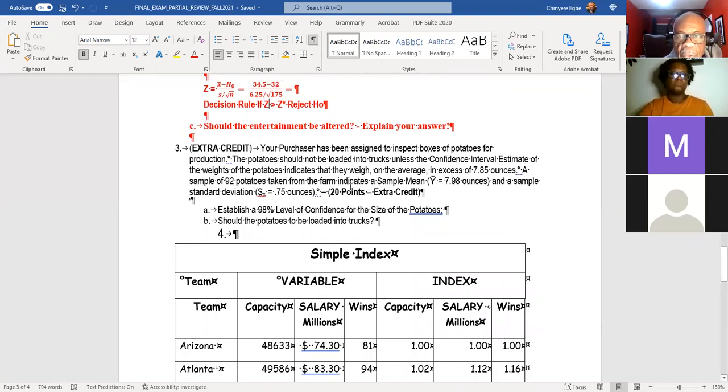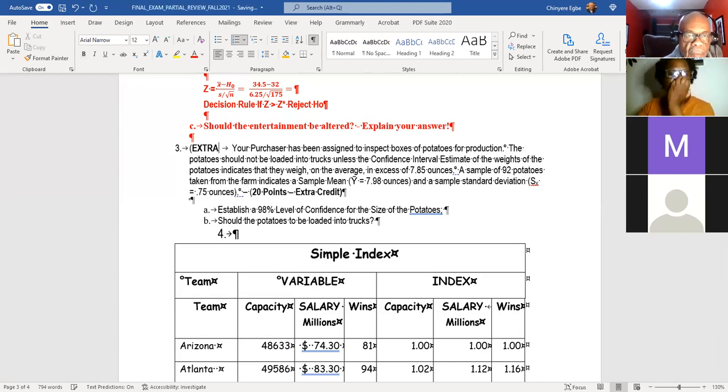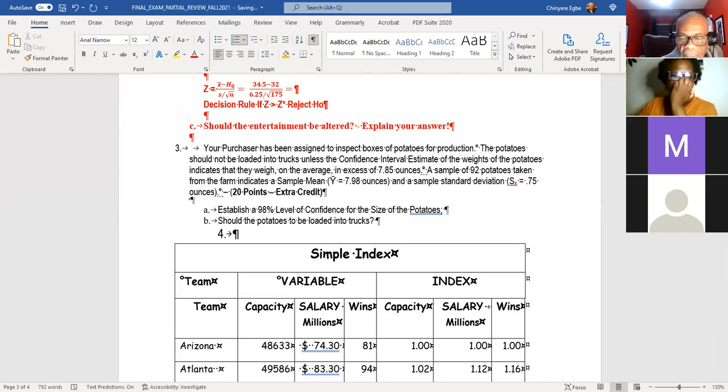And this question is about the same, except you use a confidence interval. When I assigned this question for an exam, it was an extra credit. So let me take it out. There'll be no extra credit.